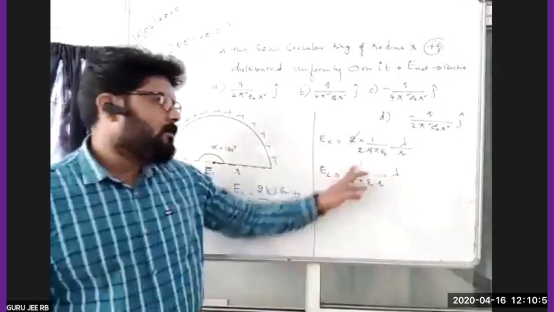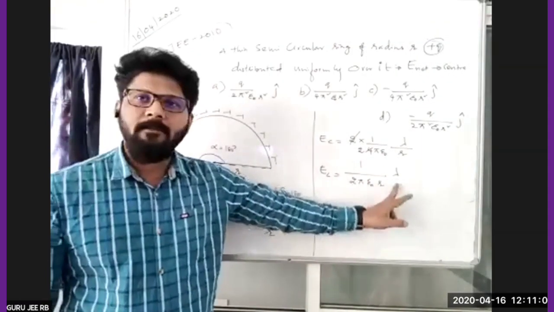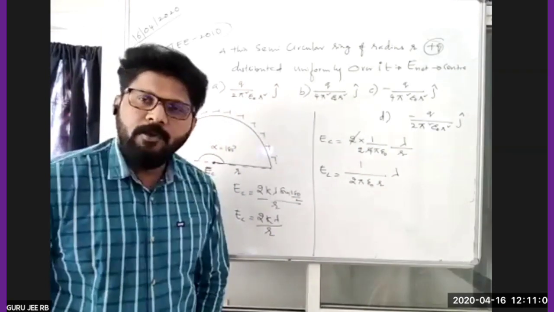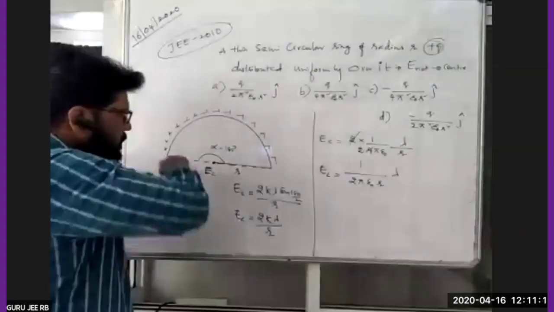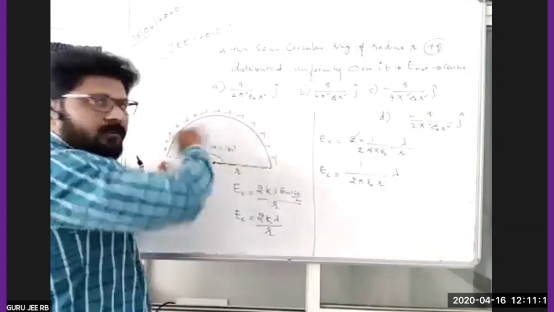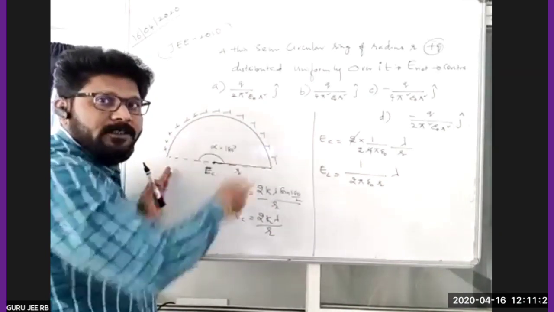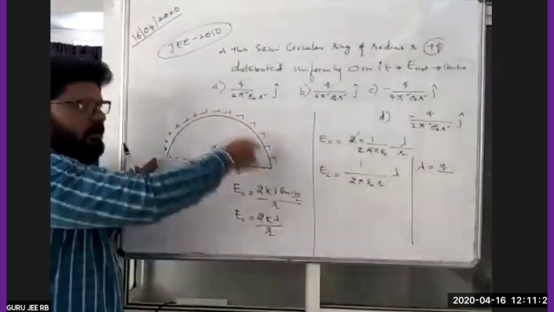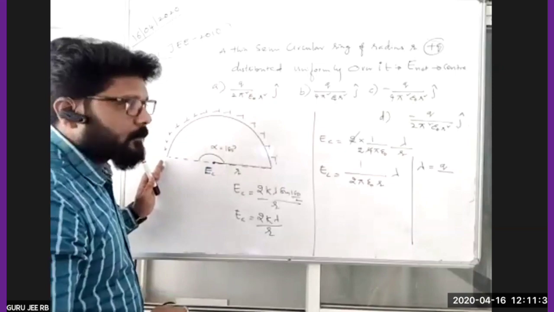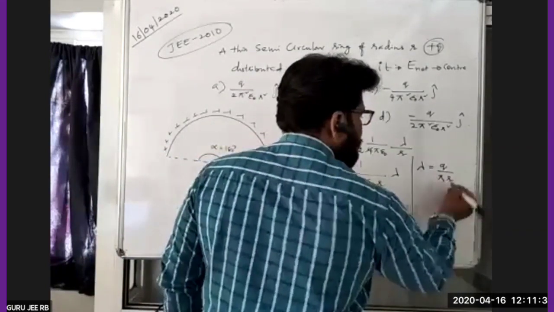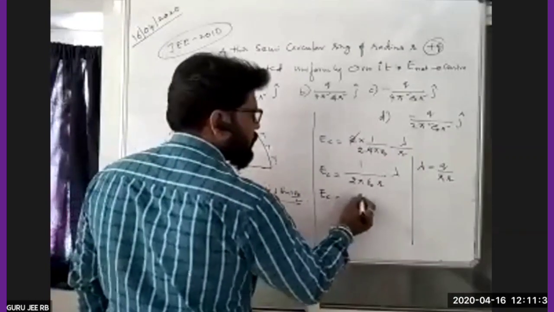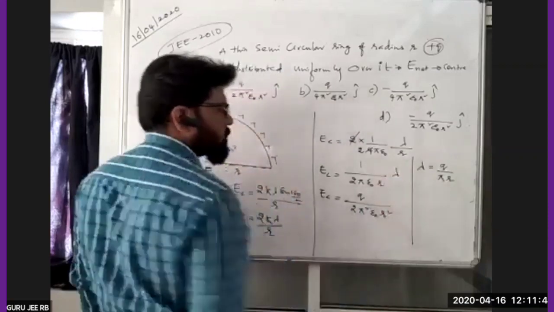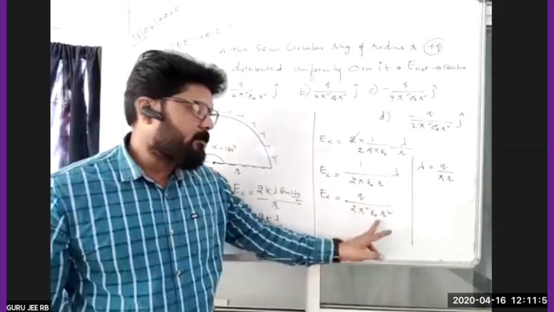Till this point we got 1 by 2 pi epsilon naught r into lambda. Can you tell me what is lambda? Q by L, that is linear charge density. But here the length is half of the circumference of the circle. So lambda is equal to Q by half of the circumference, which is pi r. We substitute there. E is equal to Q by 2 pi square epsilon naught r square. We got Q by 2 pi square epsilon naught r square.